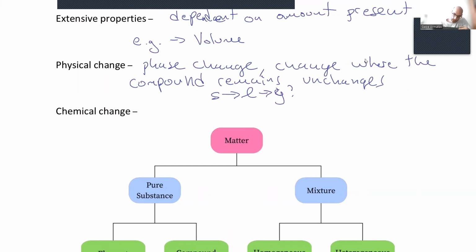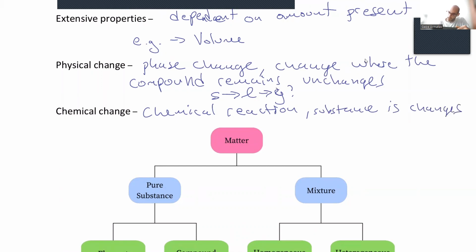A chemical change is simply a chemical reaction. This is the quintessential chemical reaction, and RXN is usually what I use for reaction, so a chemical reaction. As in, I start with something and I have something else at the end. So a chemical reaction, or the substance is changed. It is no longer the same substance at the end.